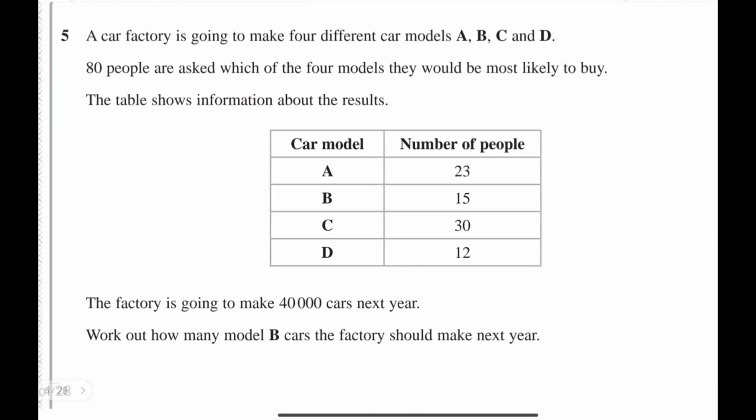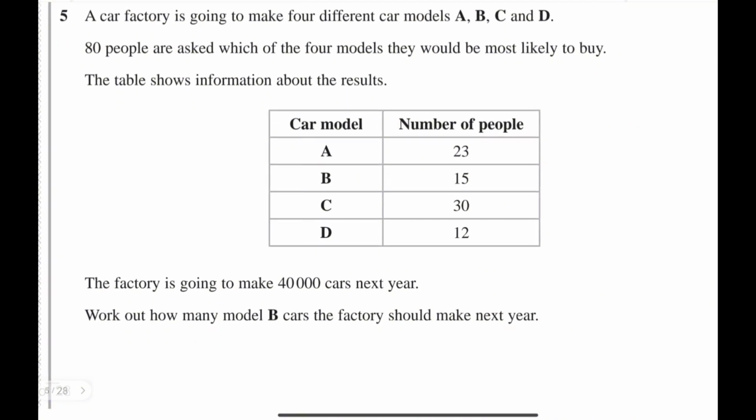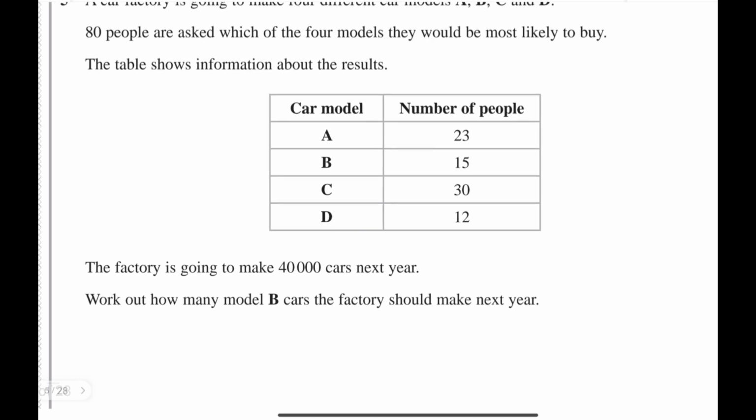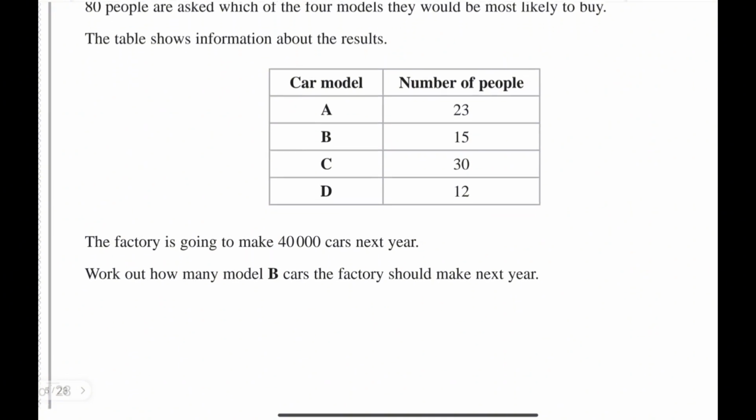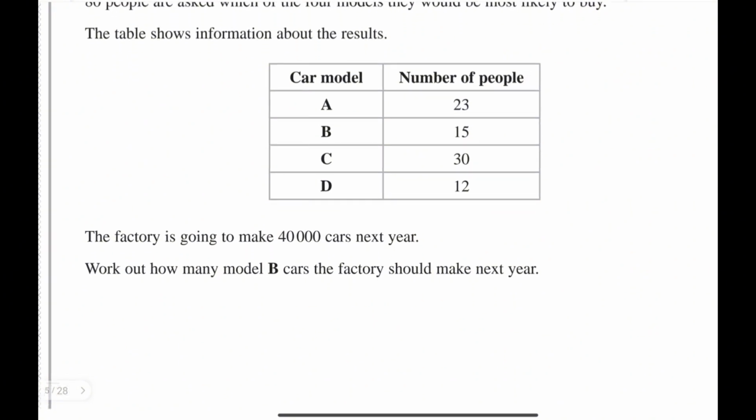Question 5. A car factory is going to make 4 different car models, A, B, C, D. 80 people were asked which of the 4 models they would be most likely to buy. The table shows information about the results. So we have the car model on the left, A, B, C, D, and the number of people on the right. The factory is going to make 40,000 cars next year. Work out how many Model B cars the factory should make next year.